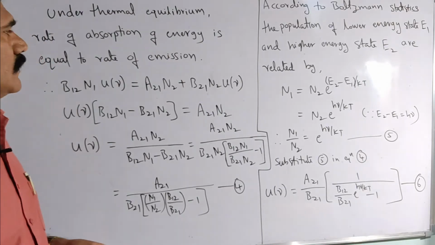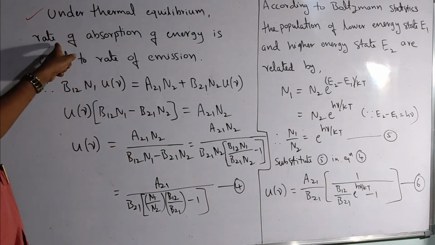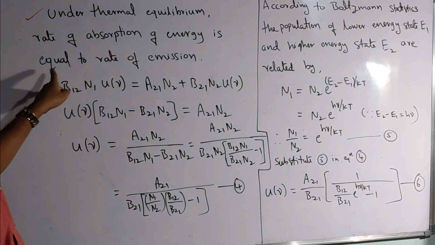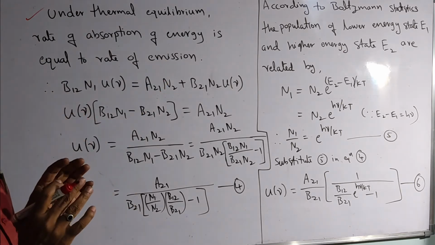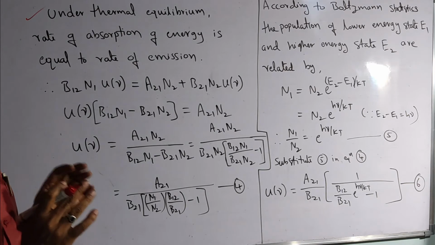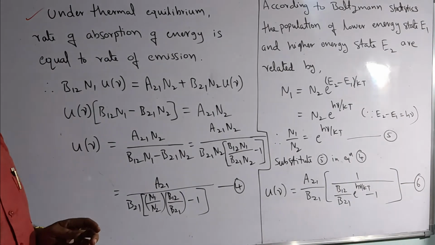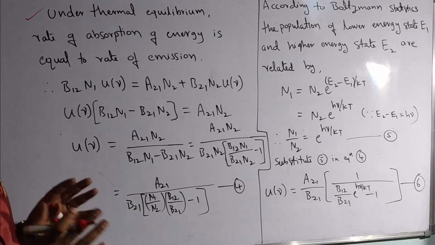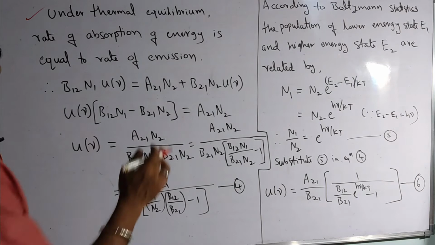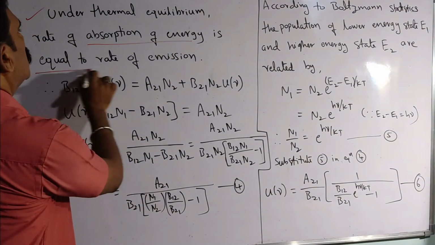Okay, now look at the continuation here. Under thermal equilibrium, the rate of absorption of energy is equal to the rate of emission. So we are always considering the atomic system to be at thermal equilibrium, even after absorption of radiation and after the emission of radiation. So both should be matched. That is why, under thermal equilibrium, you can say the rate of absorption of energy is equal to the rate of emission.